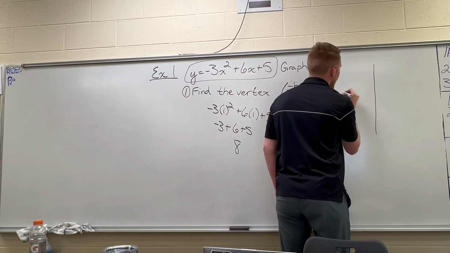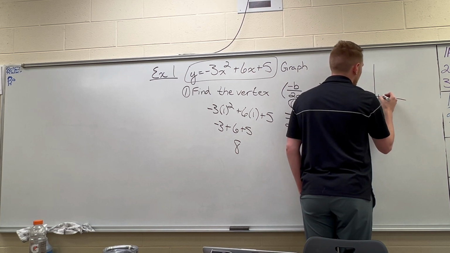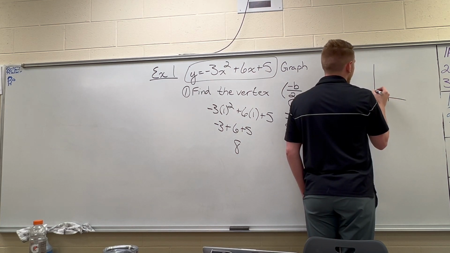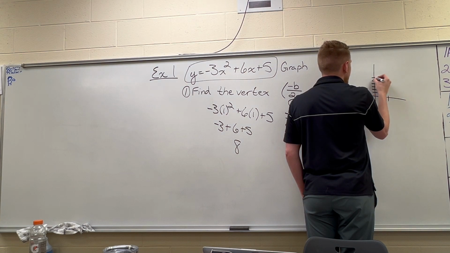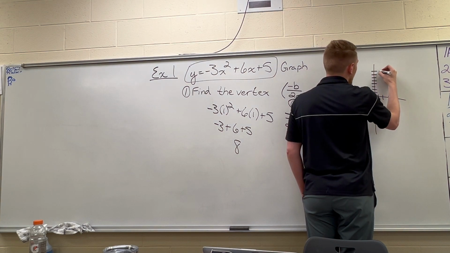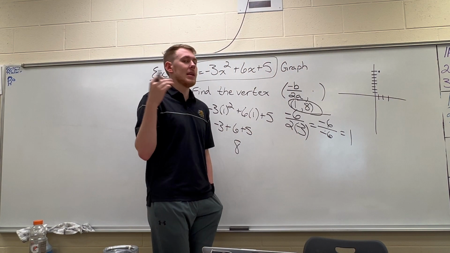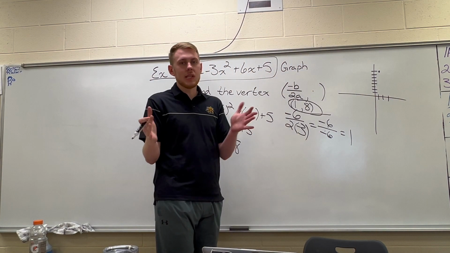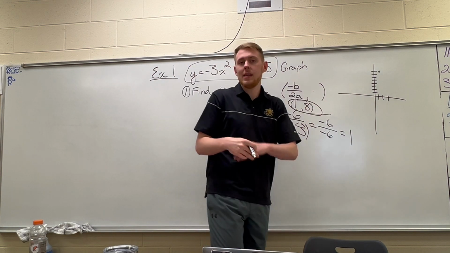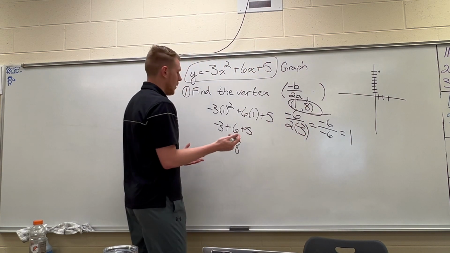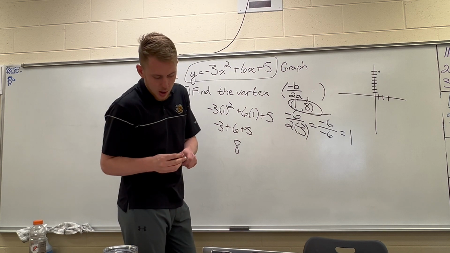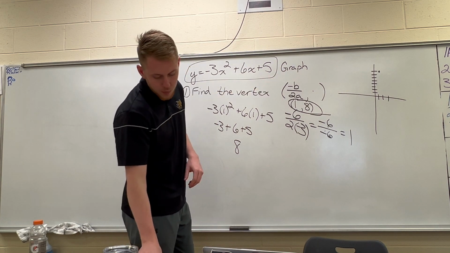Go to graph it. 1, 2, 3, 4, 5, 6, 7, 8. (1, 8). There's my vertex. Okay? Now, this is the same as last class. Put a point on each side of that vertex and find your value. So for this instance, let me switch colors. I'm going to plug in 0 and 2.